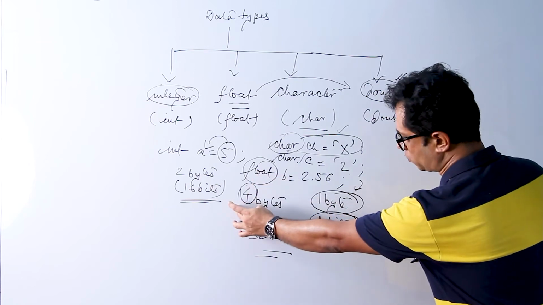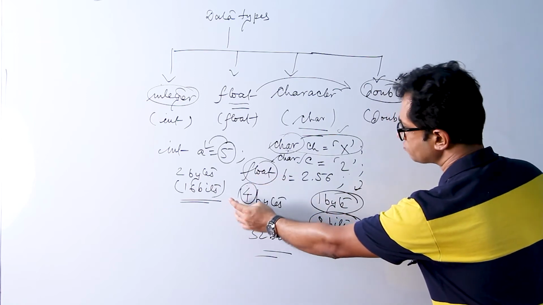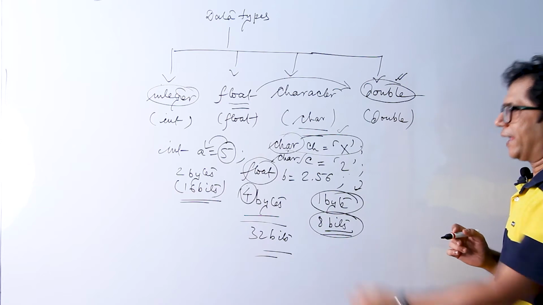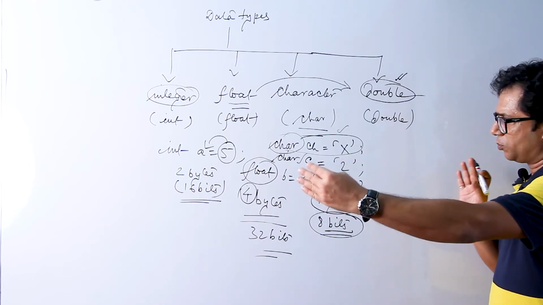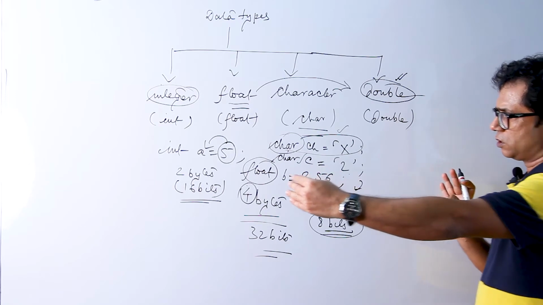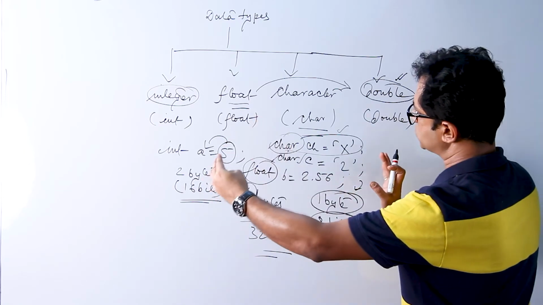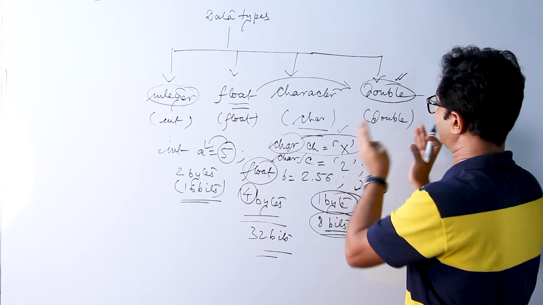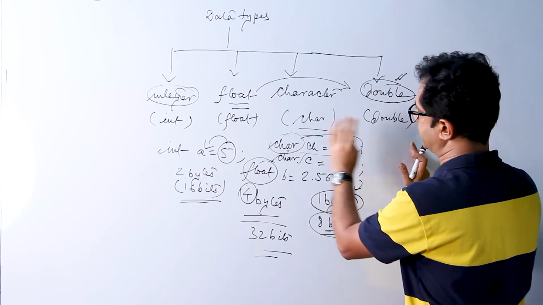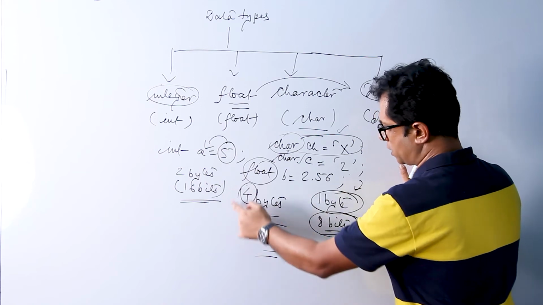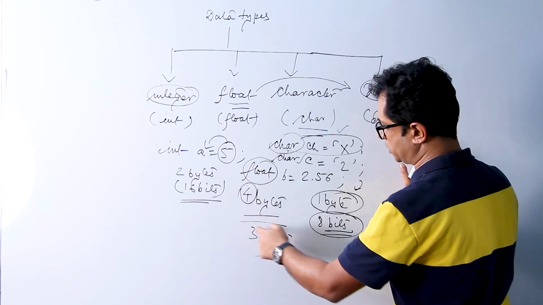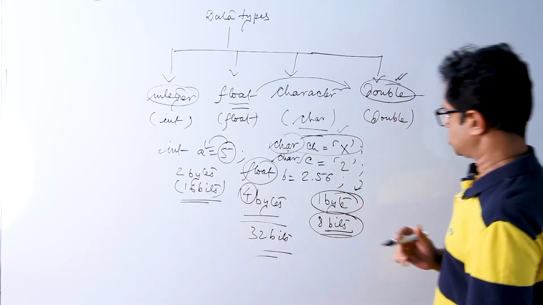But double is just the double of that. That is, double will always occupy 8 bytes of memory. So it can accommodate larger values. Float values of larger dimensions can be accommodated in double. They cannot be accommodated in float because it can only be a 32-bit representation. It is a 4-byte representation.